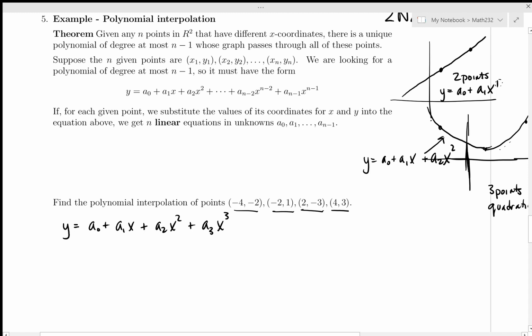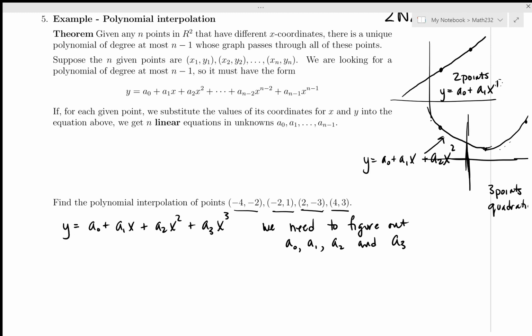What do we want to know, though? In order to know which cubic function this is, we have to know what a1, a0, a2, and a3 are. That is our job: we need to figure out a0, a1, a2, and a3, because then we'll have a specific cubic polynomial that fits those points. So how do we figure out what they are? There are four things we need to figure out, and you notice we've got 4 points.